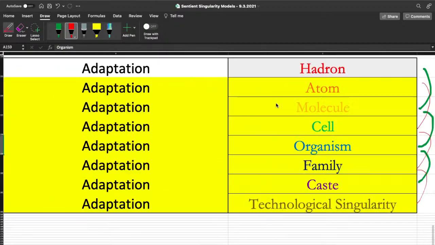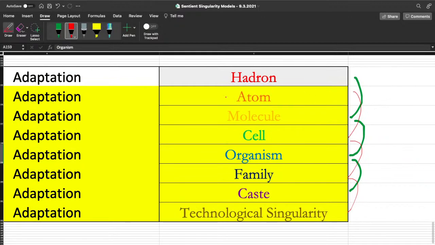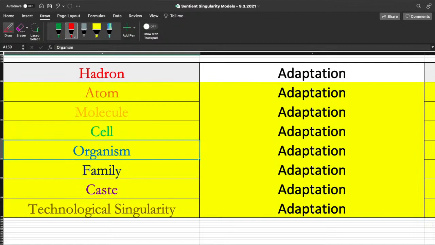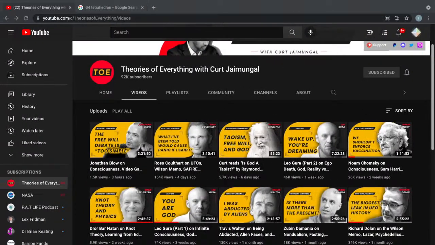Like that, kind of. An atom maneuvers in space, or an atom maneuvers, I think, in time, and then a molecule maneuvers in space, a cell maneuvers in time, an organism maneuvers in space, family maneuvers in time, caste maneuvers in space, technological singularity maneuvers in time, essentially. But it has the perspective of maneuvering through time. Family has the perspective of maneuvering through time, and it's always via a lineage.